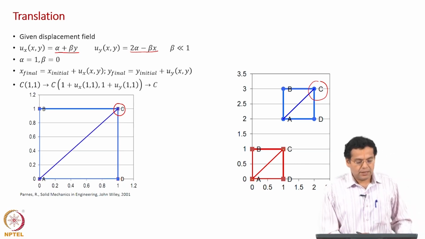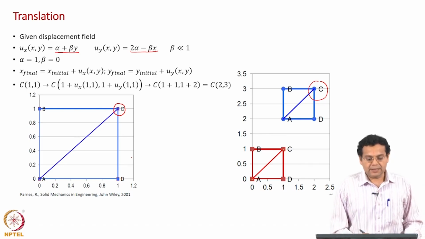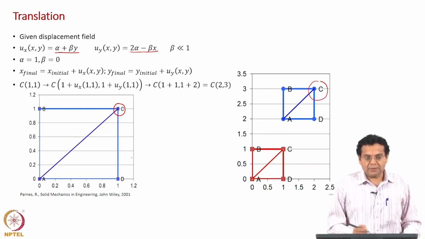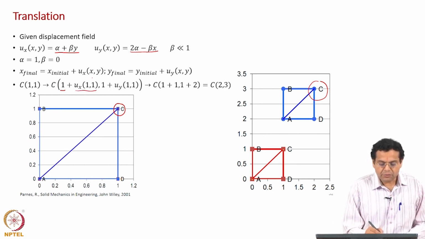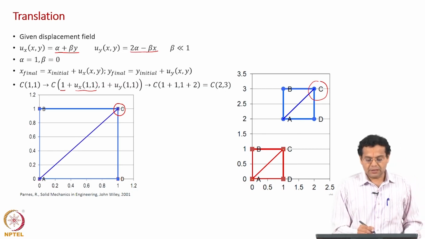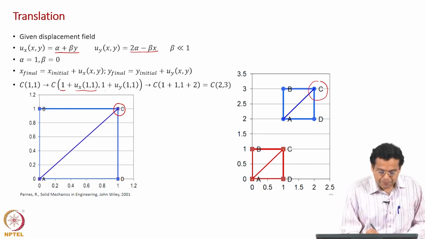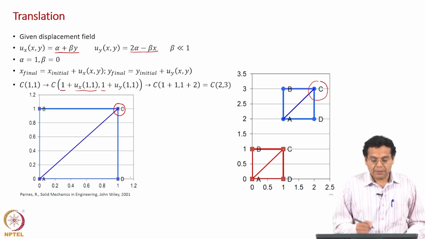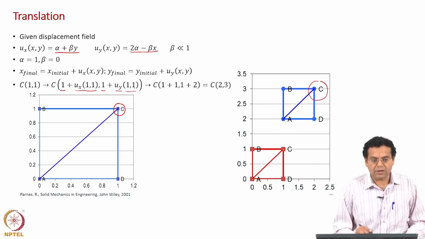What is the coordinate? The initial x coordinate 1 plus the x displacement. The x displacement is a function of x comma y. What is the corresponding x and y here? 1 comma 1, because we are interested in finding the new coordinate for point C. And now, what is the new y coordinate? The old y coordinate 1 plus the y displacement, but once again it is a function of x comma y. Where should you evaluate? At 1 comma 1.